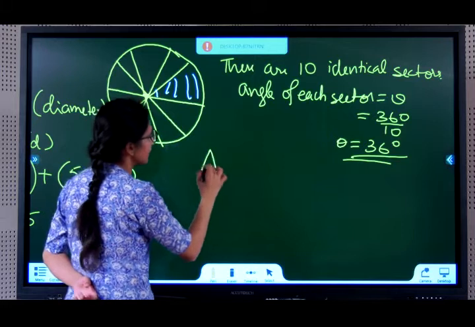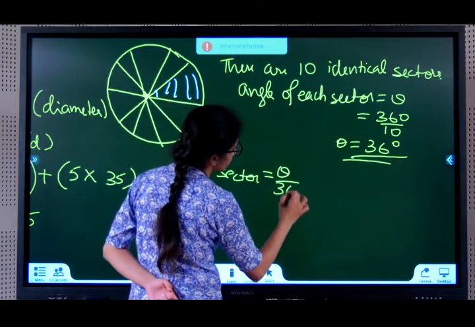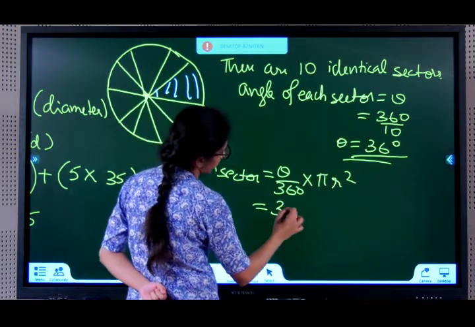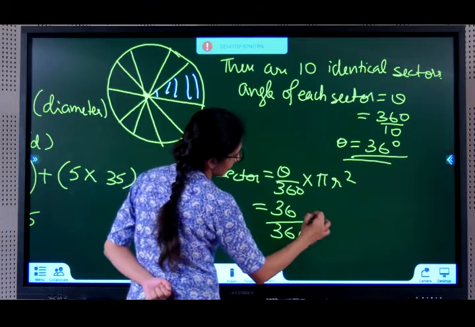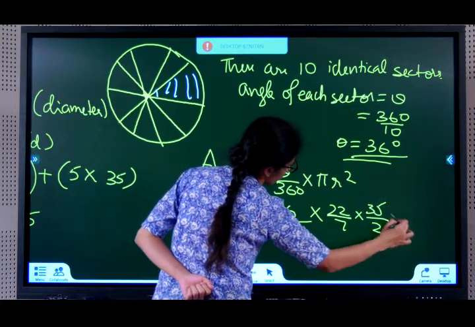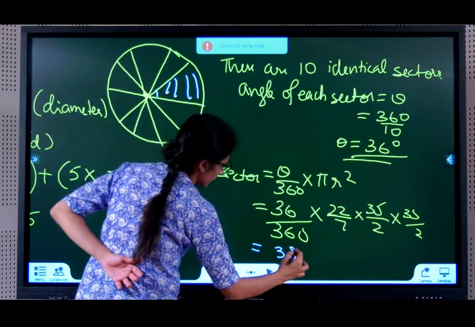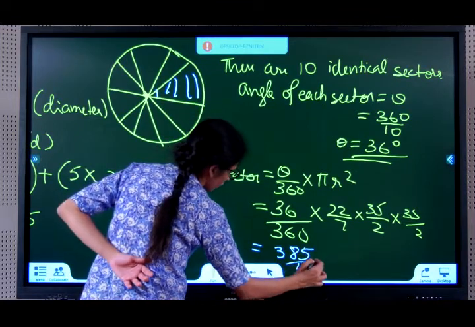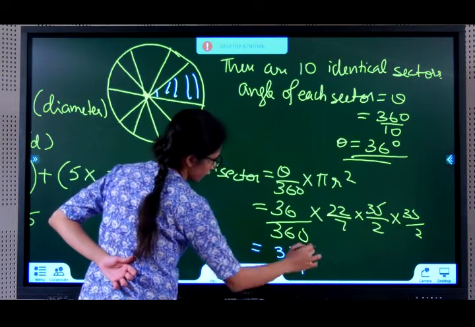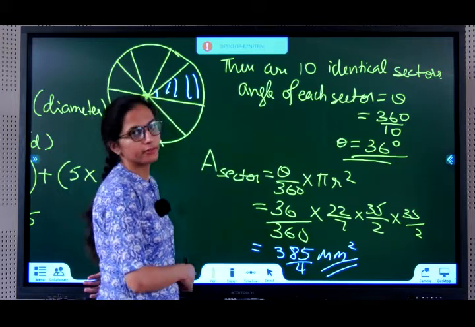Now the area of the sector, theta by 360 into pi r square. 36 by 360 into 22 by 7 into 35 by 2 into 35 by 2. We get 385 by 4 millimeter square. You have to be very careful with the units. See the question and follow what they have given.